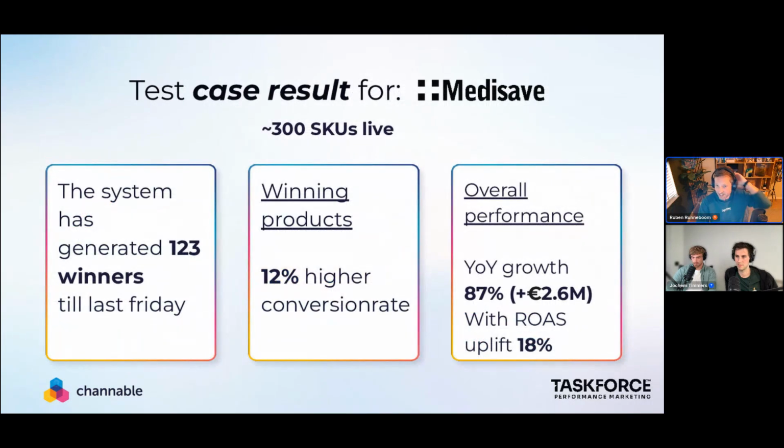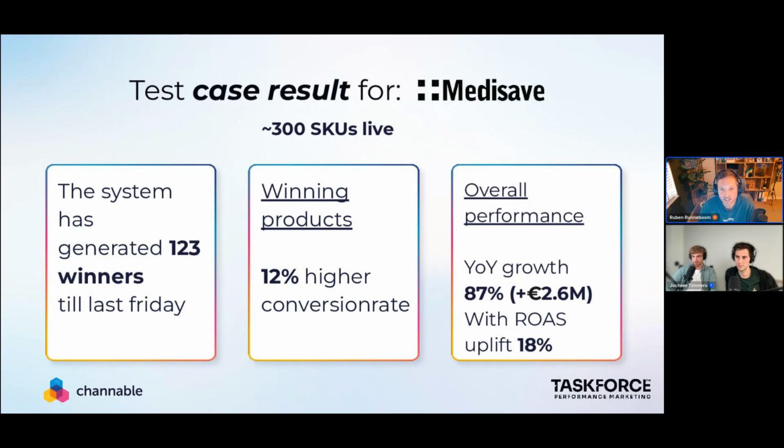In this case, we have had this setup live for, I think, 6 months now for our clients. Since launching, the self-optimizing system has already created 123 winning alternatives. I checked that last Friday, and based on 300 SKUs, I think that's pretty cool because that's a pretty decent amount of the total stock and of total inventory in this case.